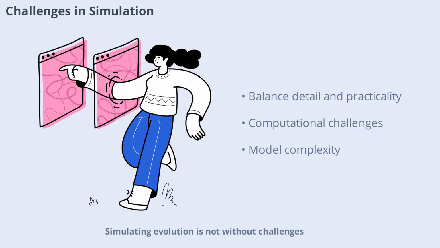Simulating evolution is not without challenges. Accurately modeling complex biological systems requires careful design and significant computational power. Simplifications are often necessary, but they can limit the realism of the results. Researchers must balance detail with practicality to create useful simulations.